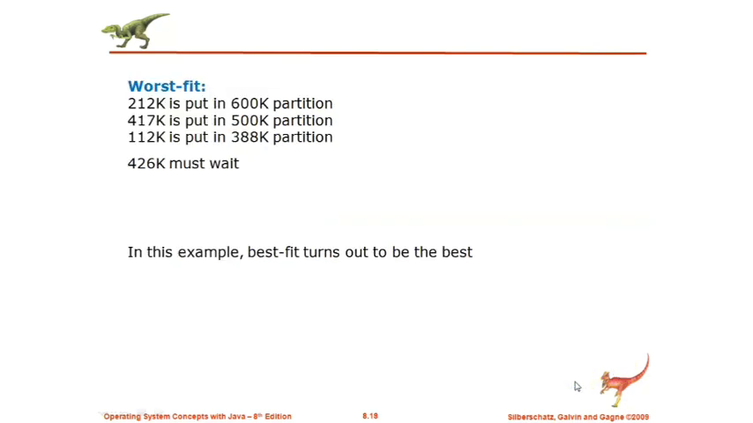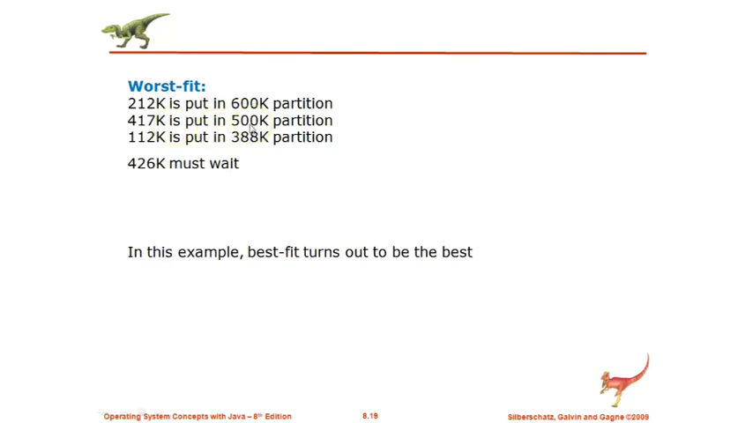In the worst fit, it will search for the partition of the largest size, and that will be allocated first. If you look at the presently available partitions, the largest one is 600K. So for the first process, that is 212K, the 600K partition will be allocated. Next to this 600K, 500K is the largest. So for the next request, that is 417K, the 500K is allocated.